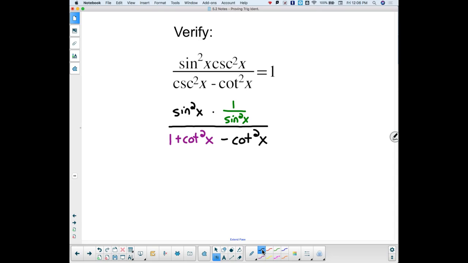So this then simplifies on top to be sine squared over sine squared. The bottom simplifies to be just 1. Sine squared divided by sine squared is 1, which is 1.